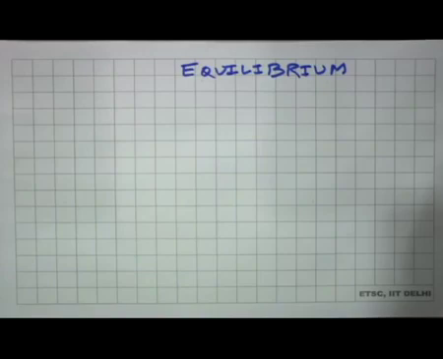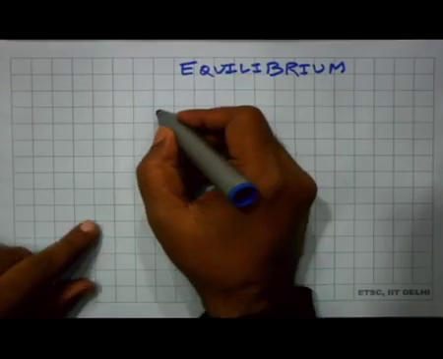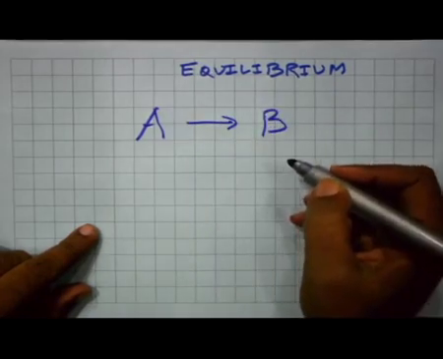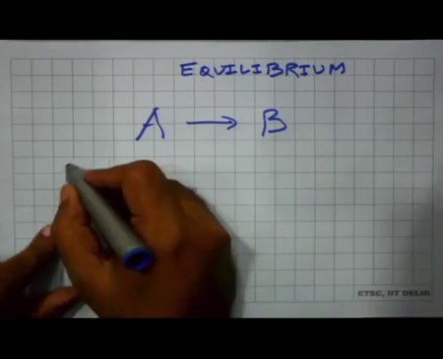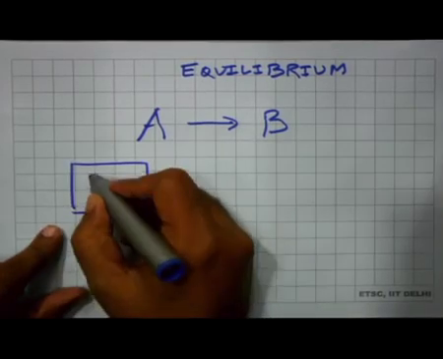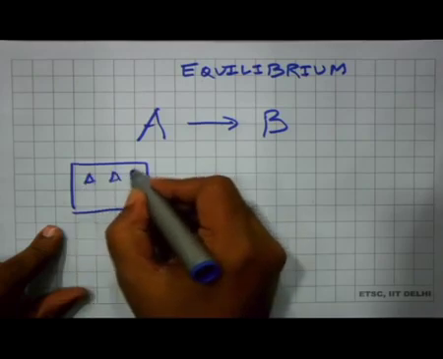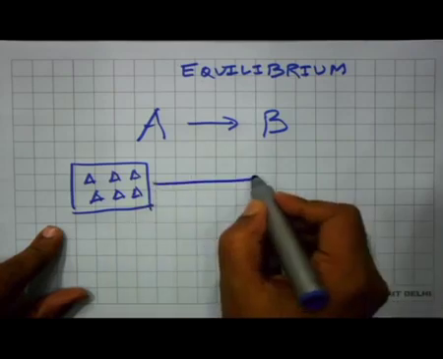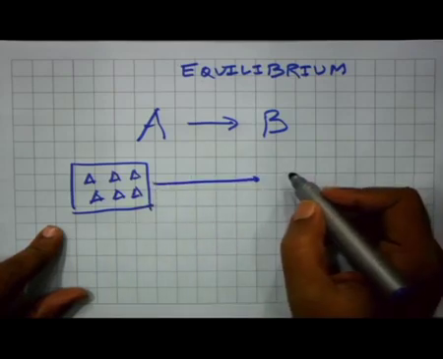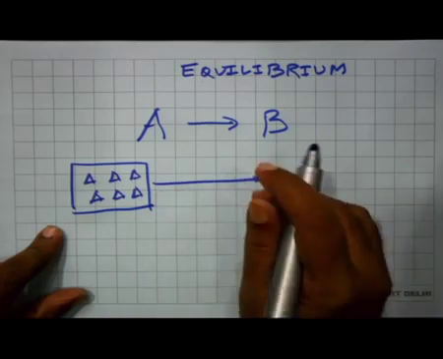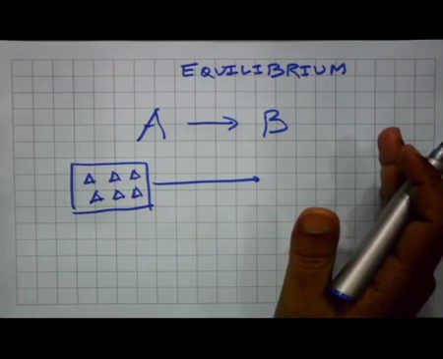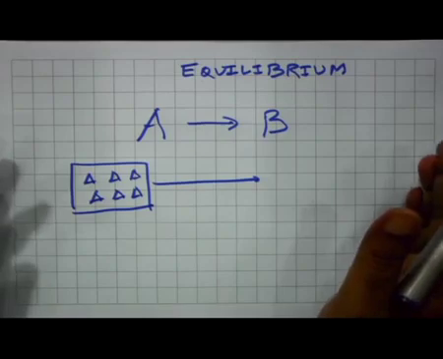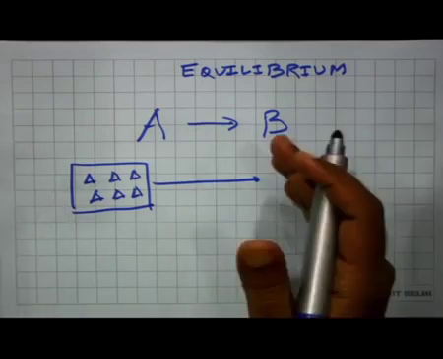Suppose we have a reaction, we can take any reaction, for example A to B. Now, suppose I start with pure A. Suppose there are 6 molecules of A. If I leave A alone in a container, what will happen? That A will go to B. A to B is a spontaneous reaction, A is going to B.